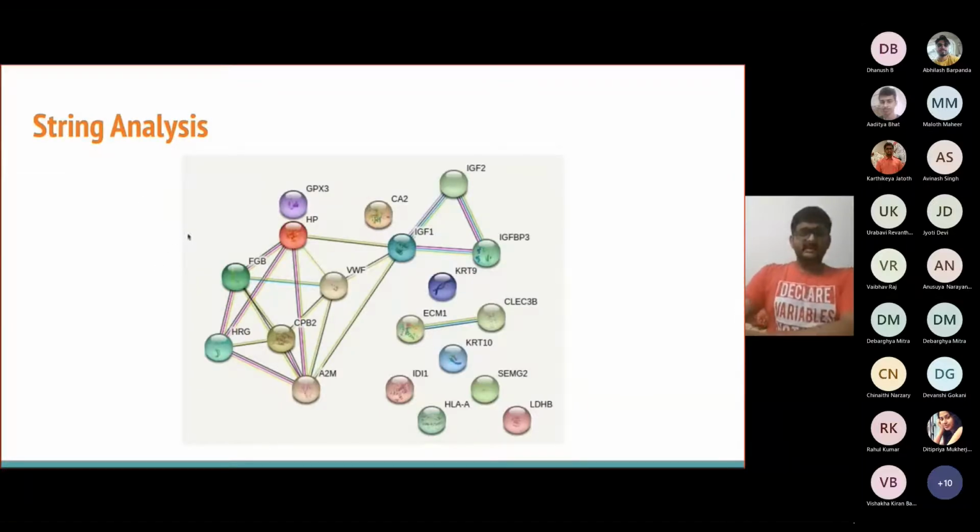String analysis. The proteins found in Orange, along with some significant proteins in MetaboAnalyst, are used for the STRING analysis. And we find that there are 2 clusters being formed, among which one cluster has 9 nodes and the other cluster has 2 nodes. And the remaining are all disjoint nodes.